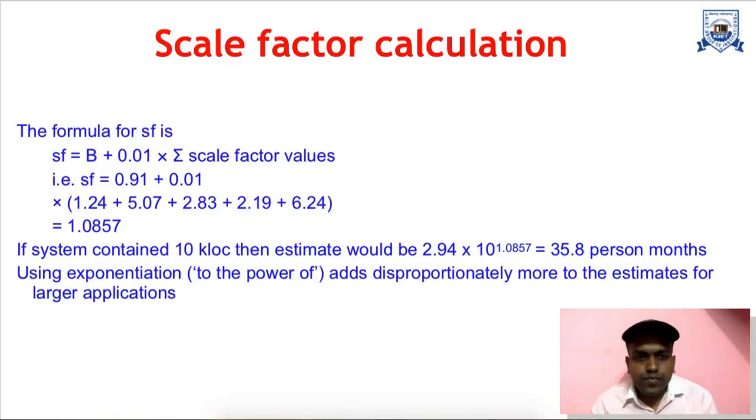Here we can calculate person month by putting these values. The value of A will be 2.94. Then we are calculating for 10 KLOC, so the size will be 10, and this SF we have calculated here. So we'll put it here, and it will come to 2.8. In this way we can calculate person month.